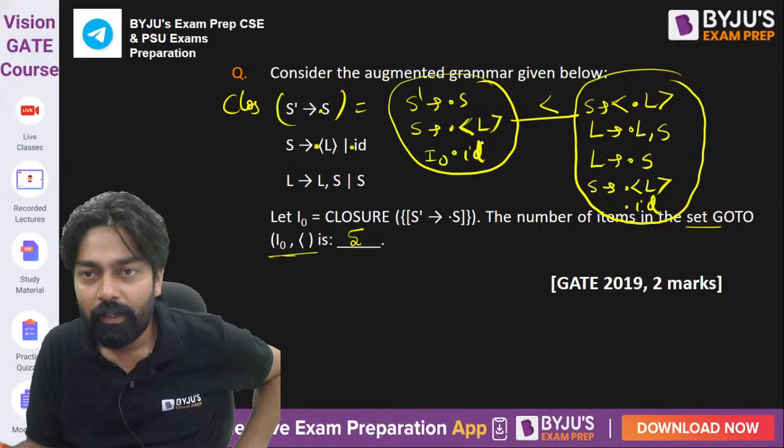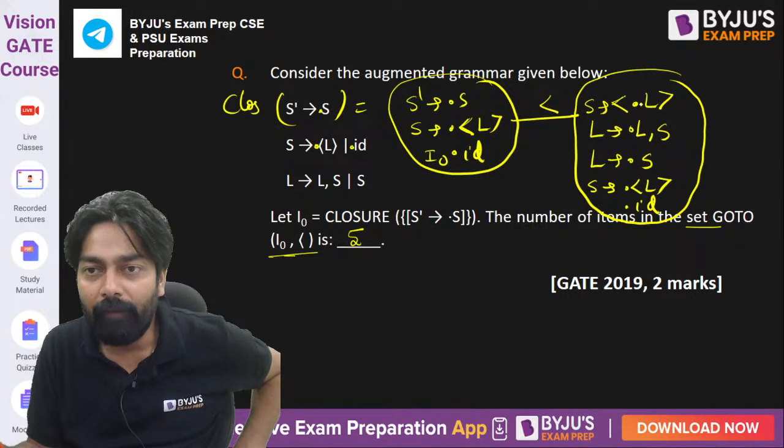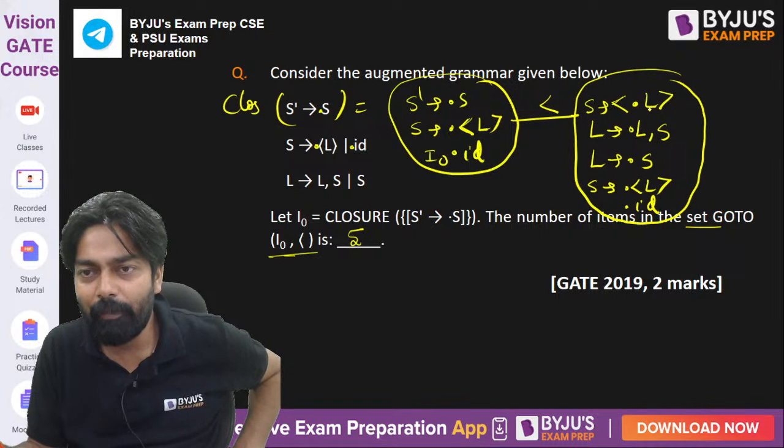So see clearly, the dot will be shifted here. After the dot, what is there? L. L is a variable. So then add the production from the grammar. So we have L goes to L comma S oblique S.